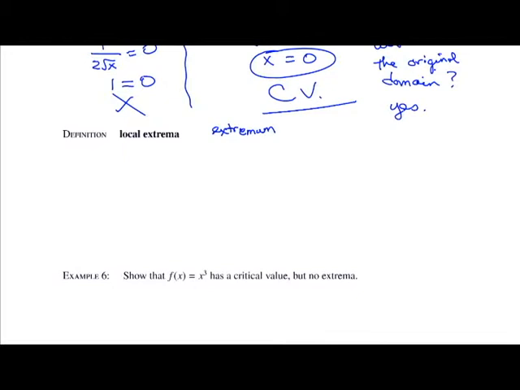All right. So local extrema refer to the local min, which is when the graph looks like this, or a local max, which is where the graph looks like this.